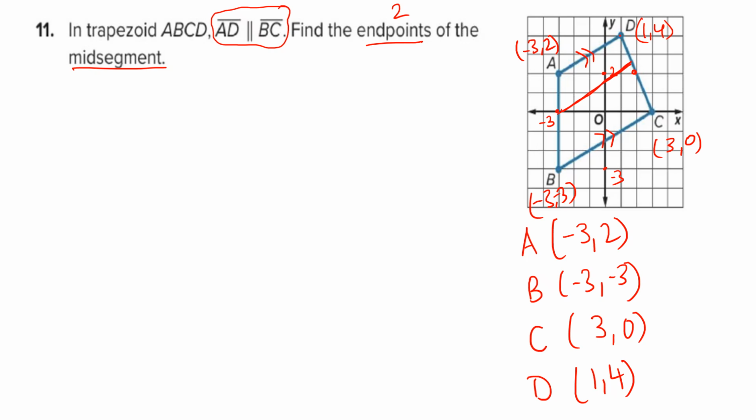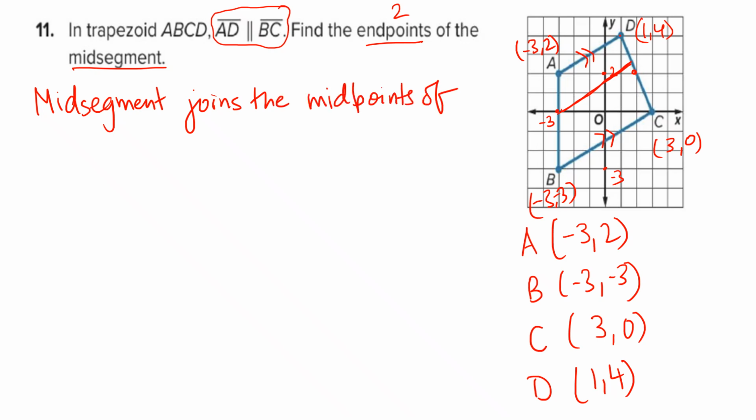Okay, so it is joining the midpoints of AB and CD. So let me write: mid segment joins the midpoints of AB and CD. It is in the middle. So therefore, I'm going to use which formula?